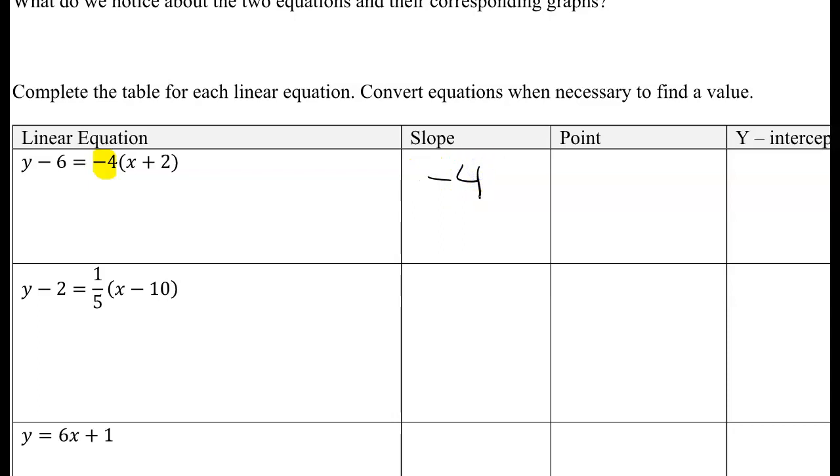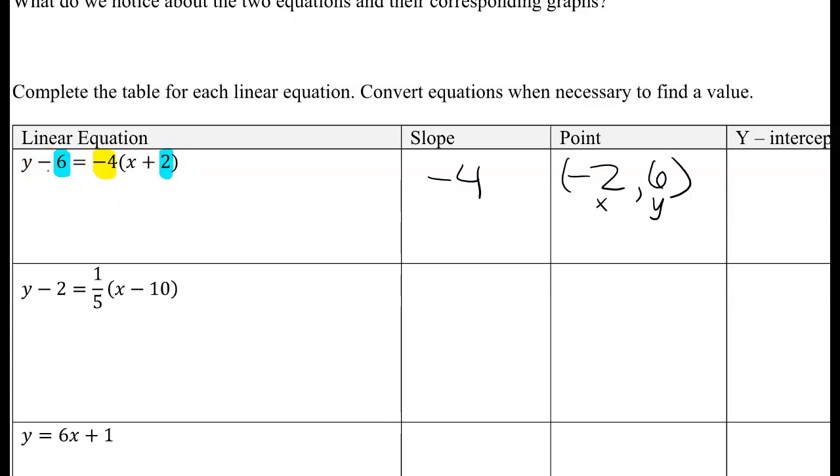Okay, and my point comes from where the x is located and where the y is located. Remember to take the opposite sign from the one that you see. So if you see a plus sign, that means it's going to be a -x. If you see a minus sign, so next to my y I see a minus sign, that means it'll be a +6 for my point. And again, remember, anytime you're labeling a point, x comes first and then y.